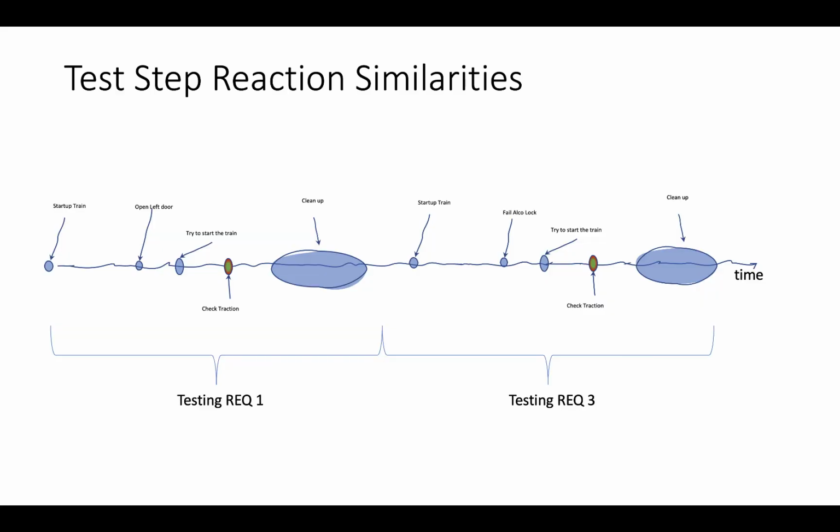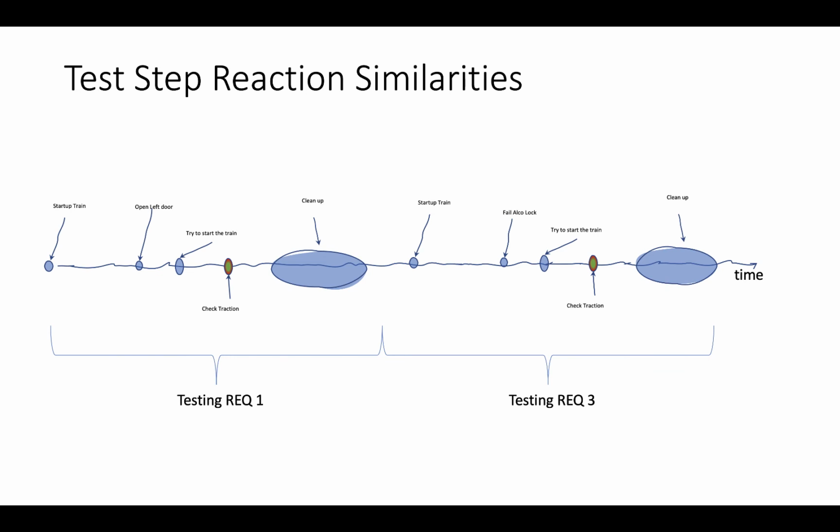This is a timeline for testing requirement 1, followed by testing requirement number 3. And the test procedure is as before. We start up the train, we wait for a while, we open the left door, we try to start the train, and if traction is blocked, we say this is a pass, and we clean up.